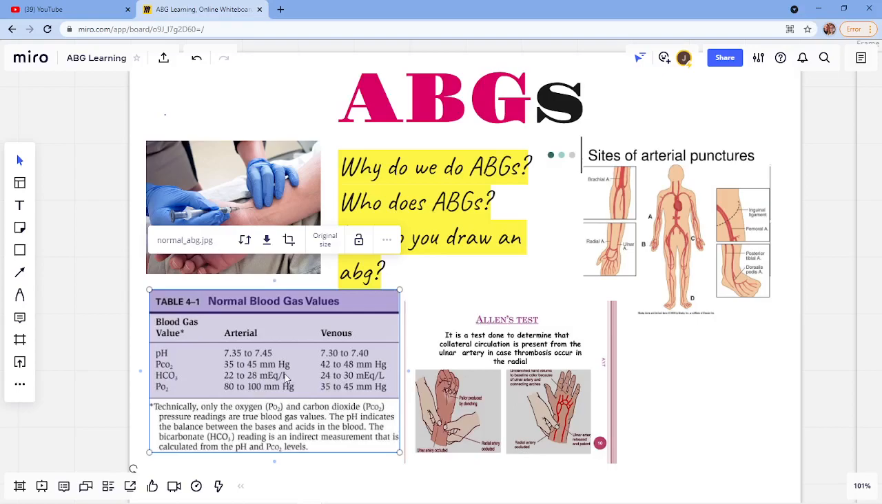So there are different values. A lot of facilities are actually getting away from ABGs. They're moving more towards venous simply because it's easier and more comfortable and things like that. But it depends on where you work. You're going to see some things.